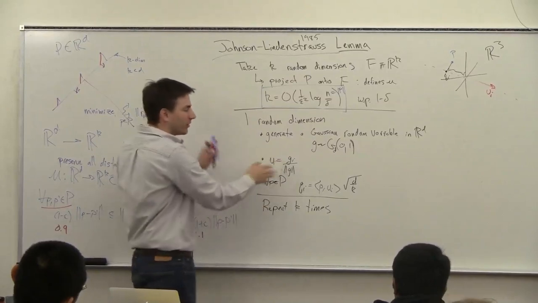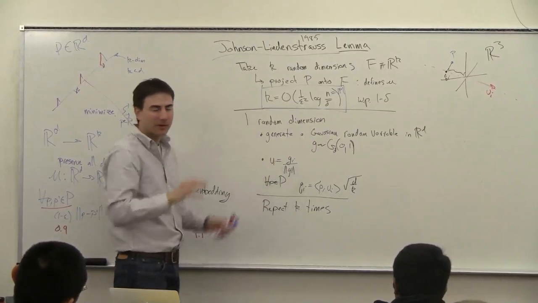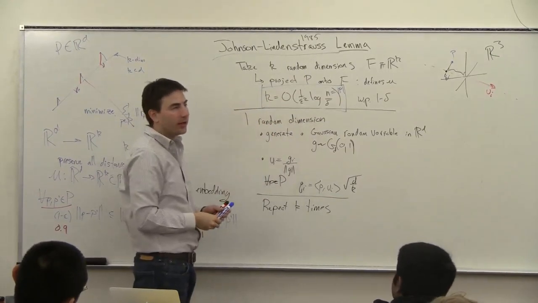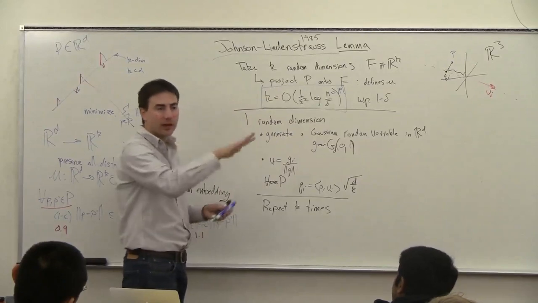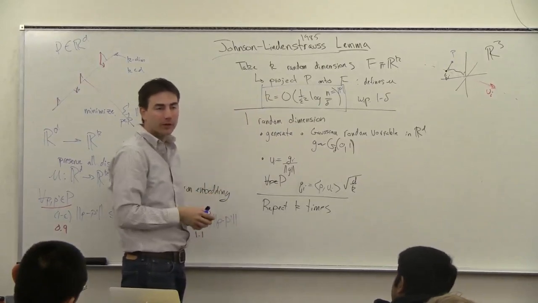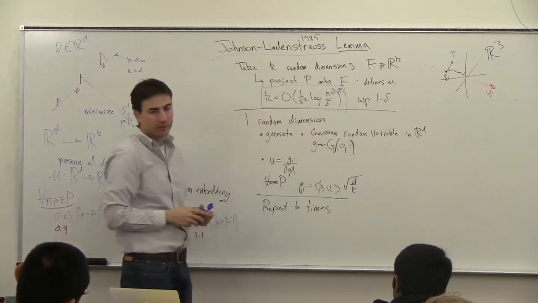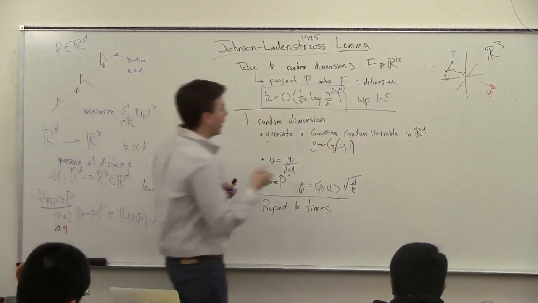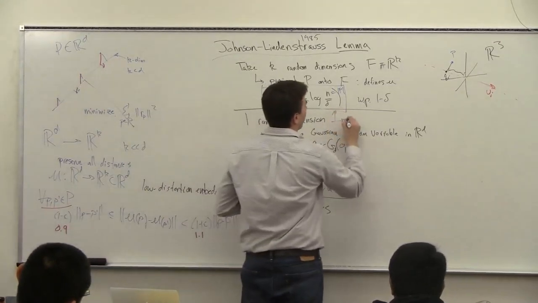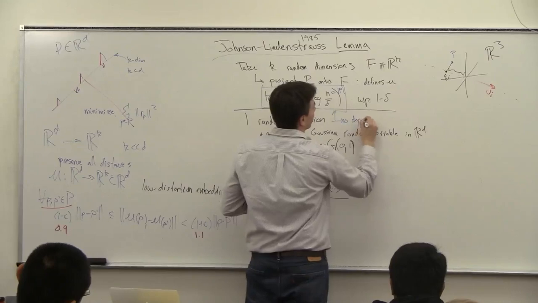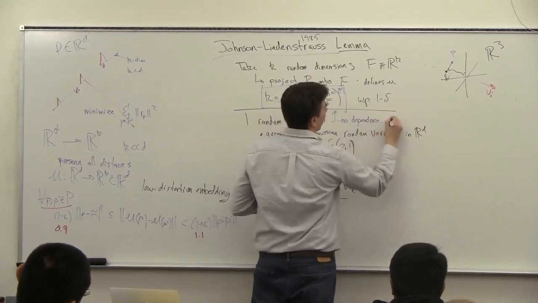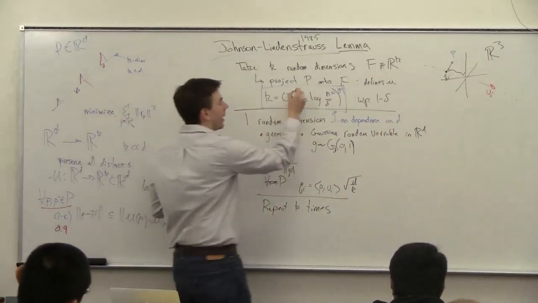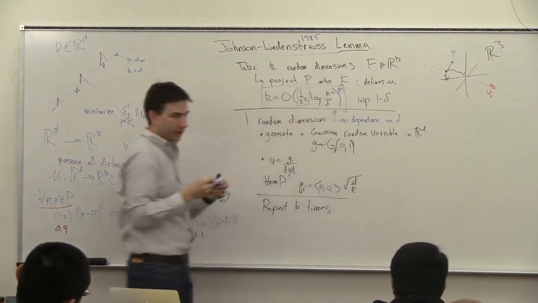So you couldn't quite do this directly, but there was a way you could use a technique like this which didn't depend on the dimension. So if you're in a million dimensional space, you can project down to some lower dimensional space that only depends on the number of points that you have. Okay, so that's the really cool part. This has no dependence on the dimension. Unfortunately, it also has this 1 over epsilon squared term here.